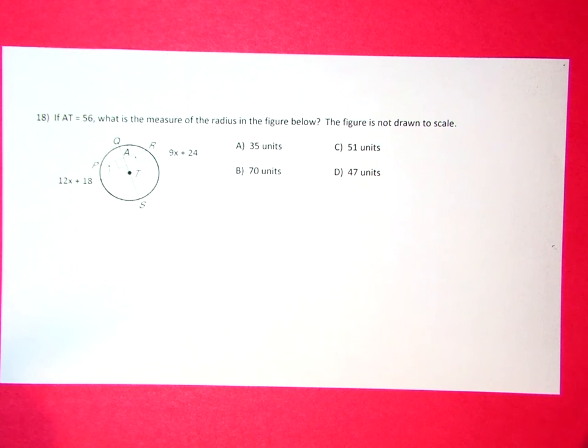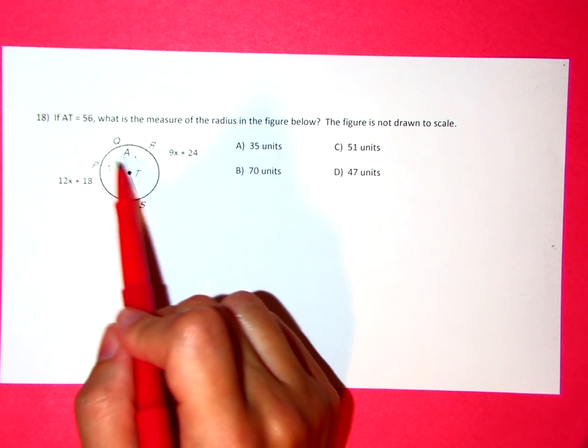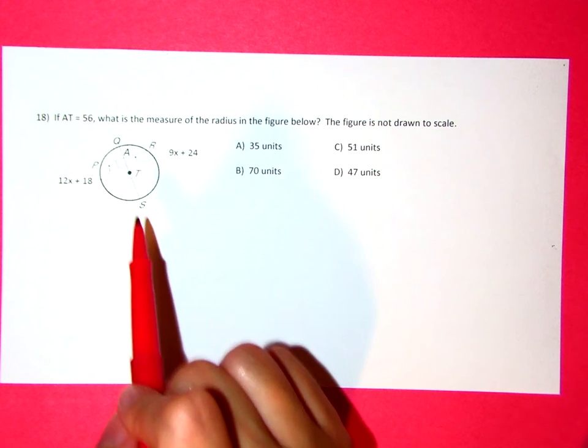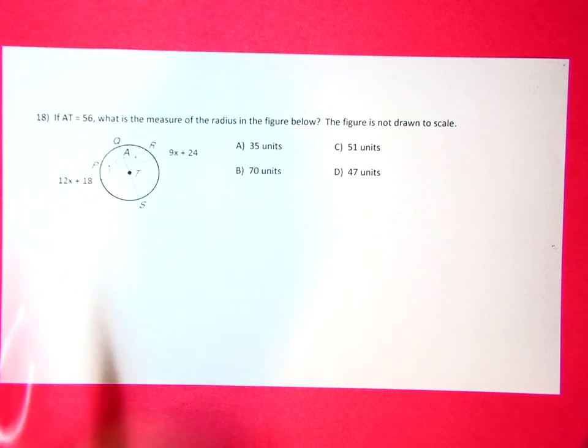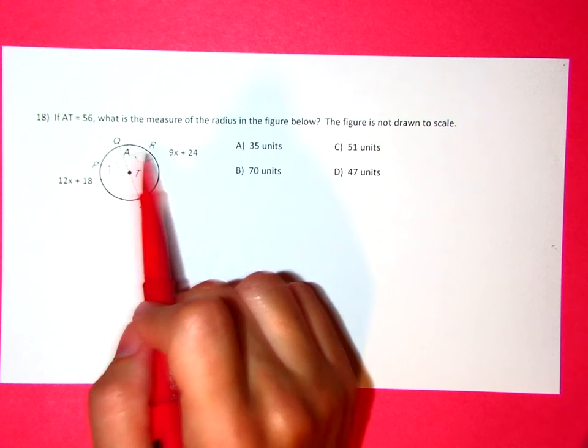This is number 18. It says that AT is going to be 56 units, and we're trying to find the measure of the radius below. What we first notice here is that we have this perpendicular, that's what that right angle means. We've got a perpendicular diameter, and one of the theorems that we learned is that if you've got a diameter and it's perpendicular to a chord, then it bisects the chord.